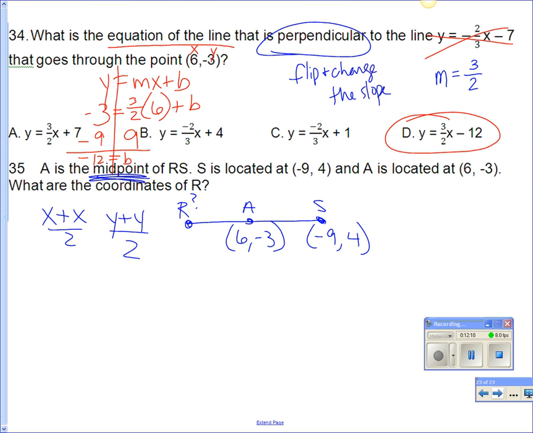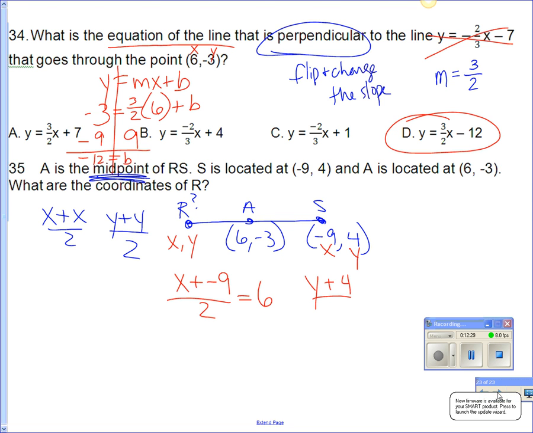Remember, I label the ends x and y. And I do x plus negative 9 over 2 equals 6. And y plus 4 divided by 2 equals negative 3. All right, I'm going to draw my line.